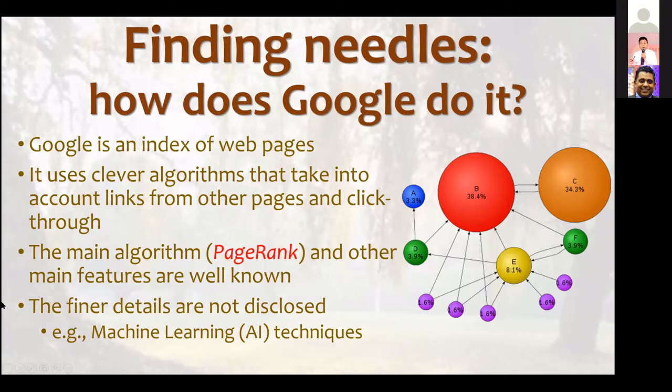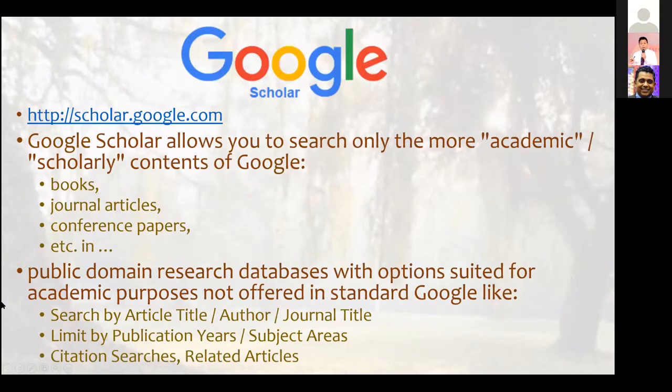So it's quite good at doing that, but we are not going to focus on Google search, even though most of the things that we would look at would be applicable to Google search as well. For literature search, we are going to specifically focus on Google Scholar. I assume every one of you is aware of Google Scholar, which allows you to search for scholarly articles, books, journals, conference papers, etc. And it allows you to do it with specific features or options that are not in basic Google. You can search by title, author, publication years, citations, related articles, and so on.